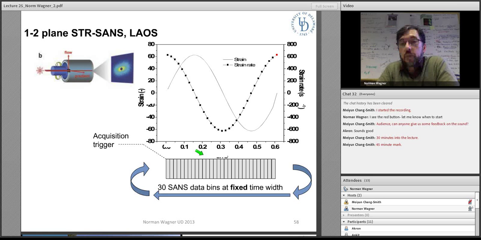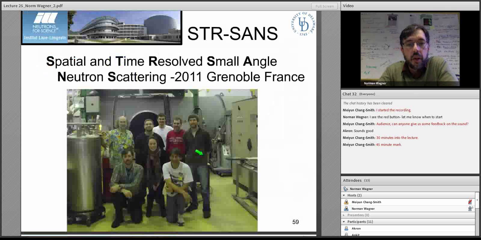Of course, this requires us to be in what's called an alternate state for the material. That is, every oscillation is the same, right? So when you start up, there might be a few oscillations before the material settles down into its stable, if you will, alternate state, that's called. So essentially, you're collecting 30 patterns.